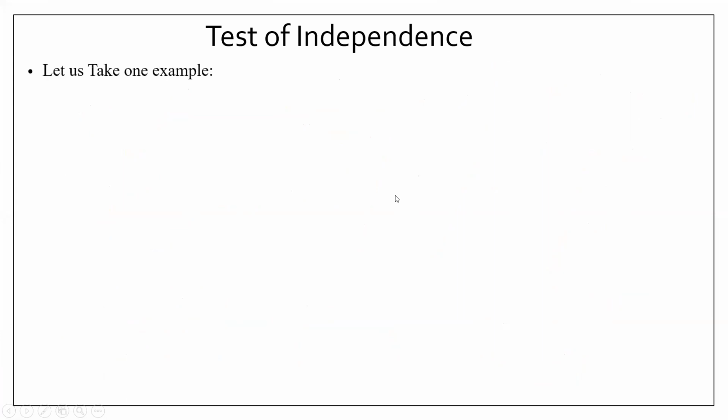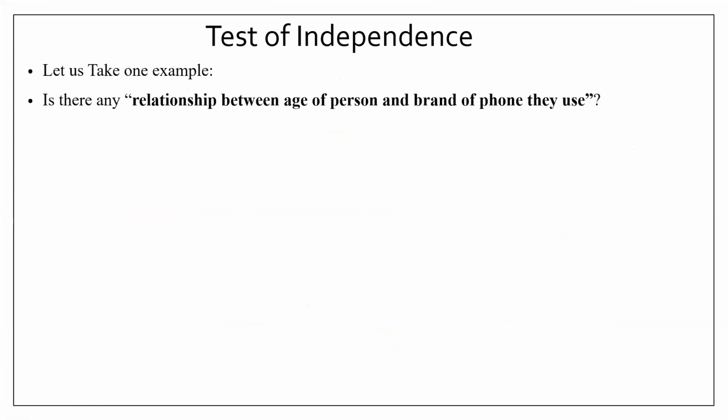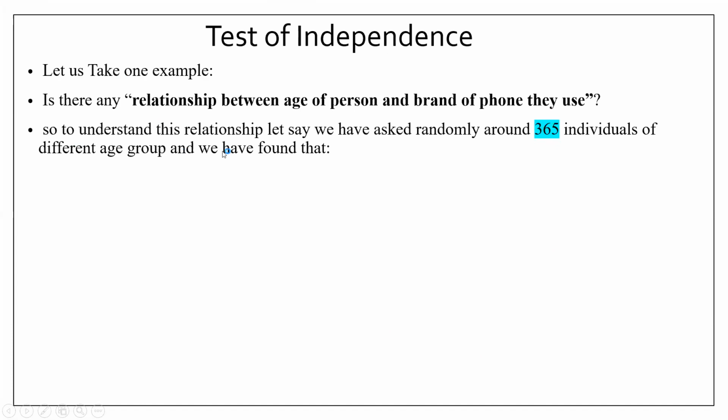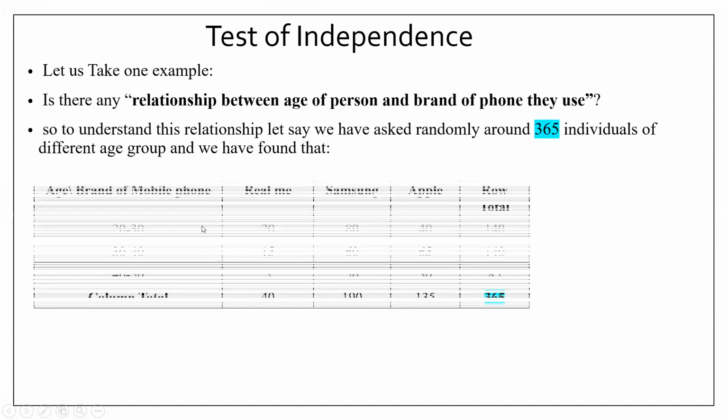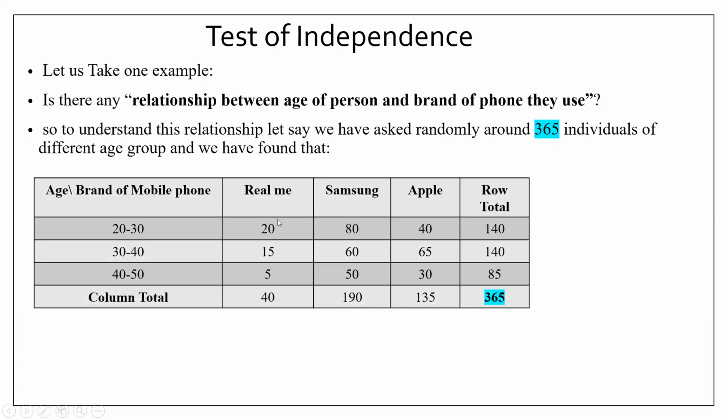All right. So as I've taken that example, this is the relationship between the age of the person and the brand of the phone they use. To understand this relationship, let us say we have asked randomly around 365 people. I have changed the number. 365 people of different age groups we have asked randomly, and we have found this data.